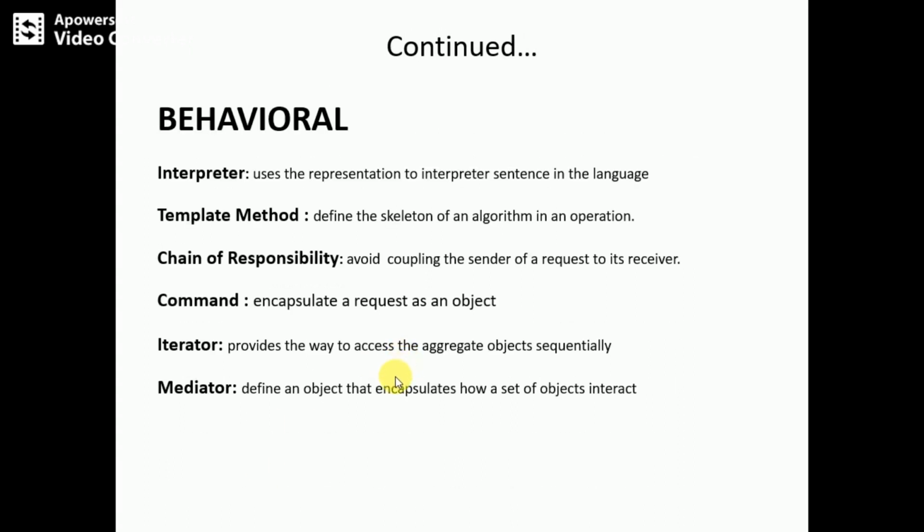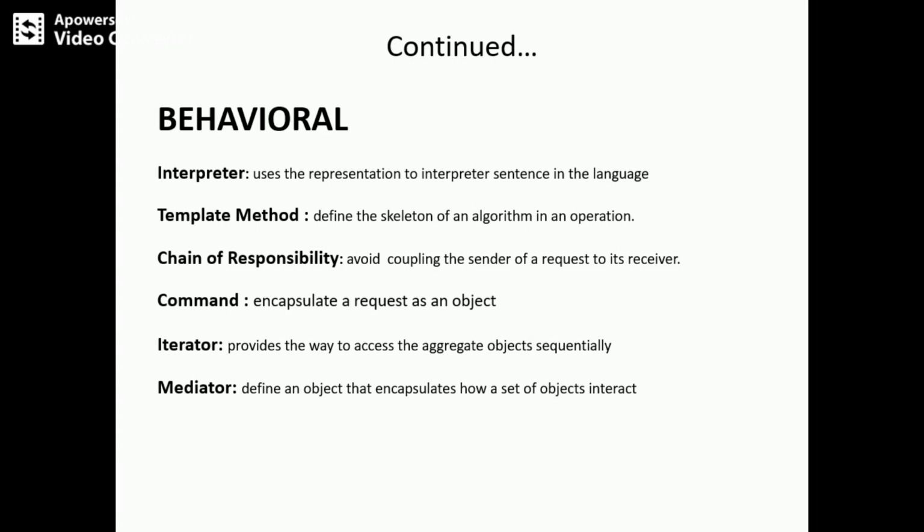The last one is the behavioral classification of patterns. Interpreter uses a representation to interpret sentences in a particular language. Template method defines the skeleton of an algorithm in an operation. Chain of responsibility pattern avoids coupling the sender of a request to its receiver. Command encapsulates a request as an object. Iterator provides a way to access aggregate objects sequentially.